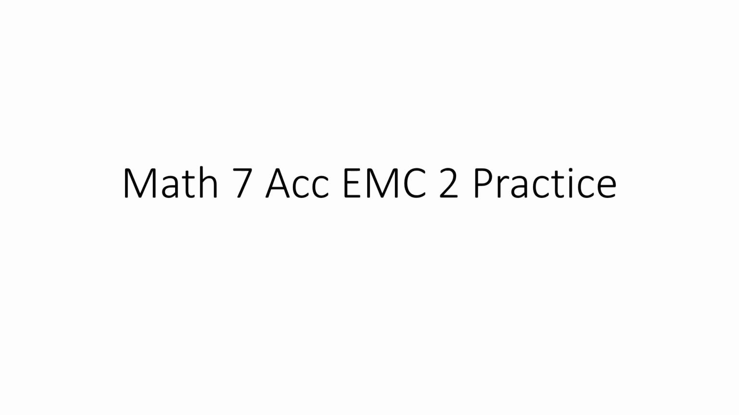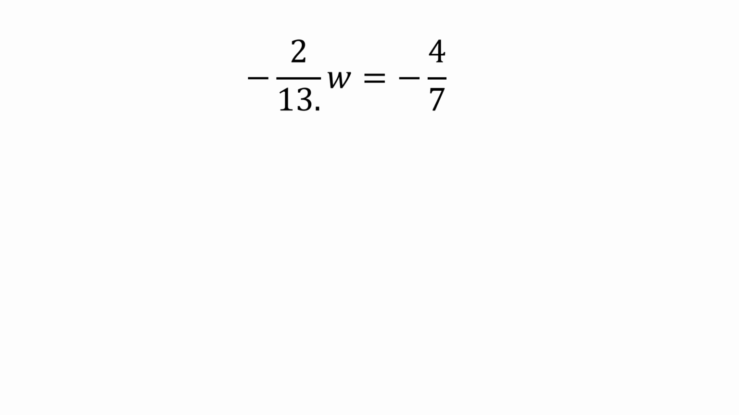Okay, here's a few practice problems going towards our EMC2 test. Here's one. What I would do is I would multiply by whatever the product of 13 and 7 are. But I actually don't need to know what 13 times 7 is. Well, let me show you what I mean. I could do this. 13 times 7, that's 91.